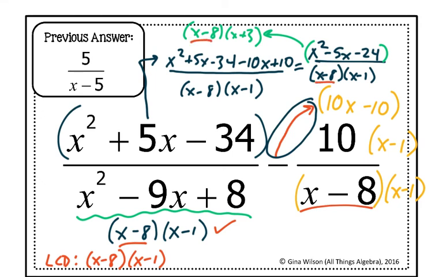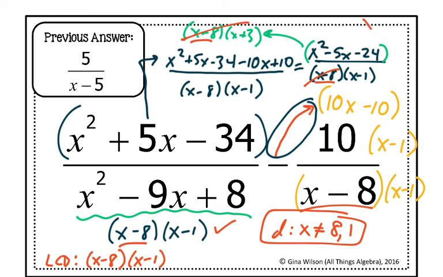I can cancel it. But wait, before we do that, let's do domain. Remember, we always want to find domain before we cancel because we don't want to lose any of the bad values. Looking at that denominator, friends, x cannot equal 8 and 1, right, from the denominator. Okay, now we can cancel away. The x minus 8 on top, poof, x minus 8 on the bottom, see ya. So really, final answer would be x plus 3 over x minus 1.